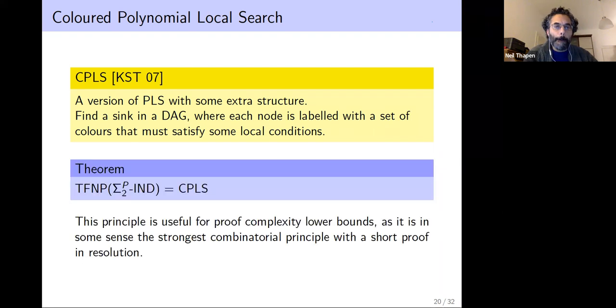And we can show that if you now go one level up the hierarchy, so this is induction for the NP to the NP formulas, then you get this class CPLS. And the proof of this is through a translation of proofs here to resolution proofs. And really this CPLS is a combinatorial version of the reflection principle for resolution. So this is somehow the strongest thing that's a reasonably nice combinatorial statement that has a short resolution proof. So it's quite useful for proving lower bounds of systems around resolution.